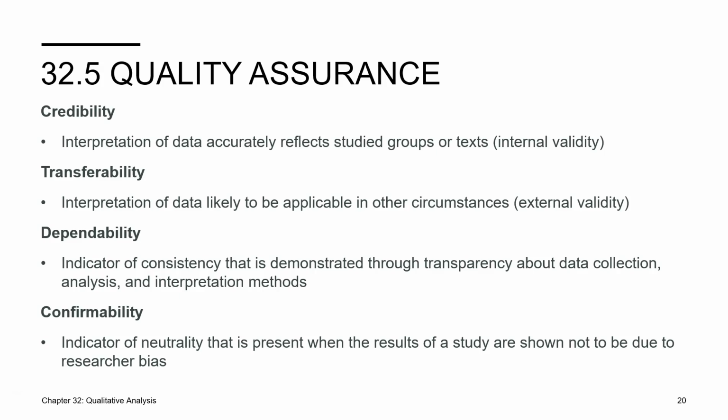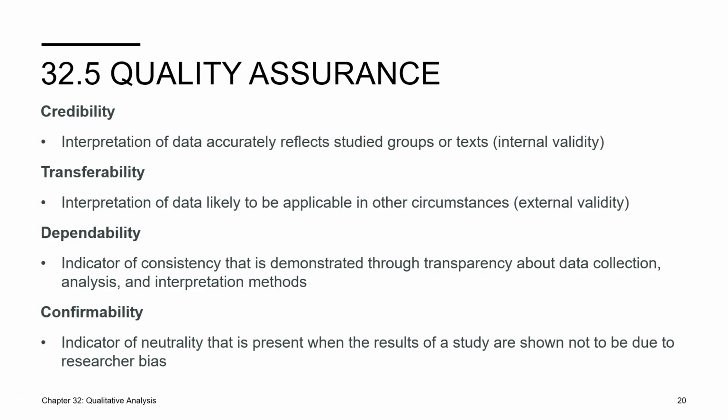So then section 32.5 goes over quality assurance. Like quantitative data analysis, qualitative data analysis needs to have some sort of quality assurance. And so you want to look at the data for credibility, and this is interpreting the data accurately and that it reflects the study groups or text. So you're looking for internal validity, that it measures what it intends to measure.